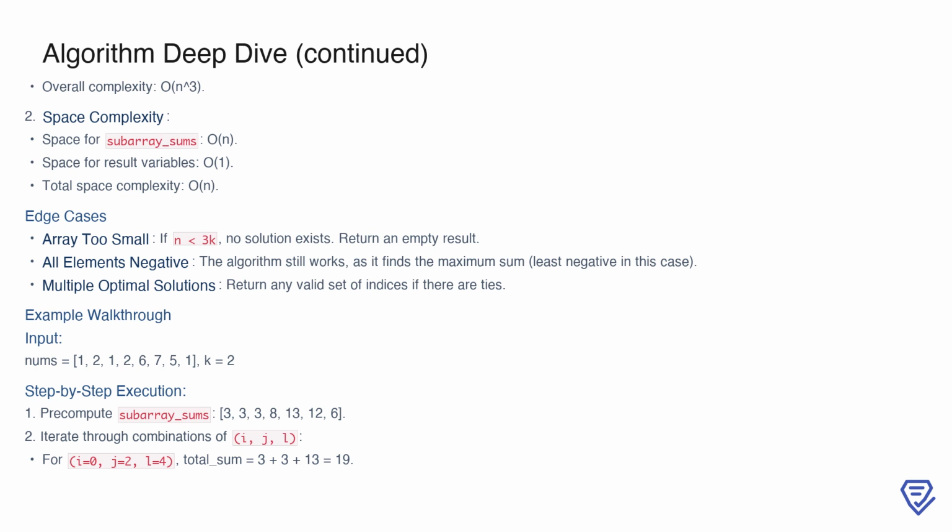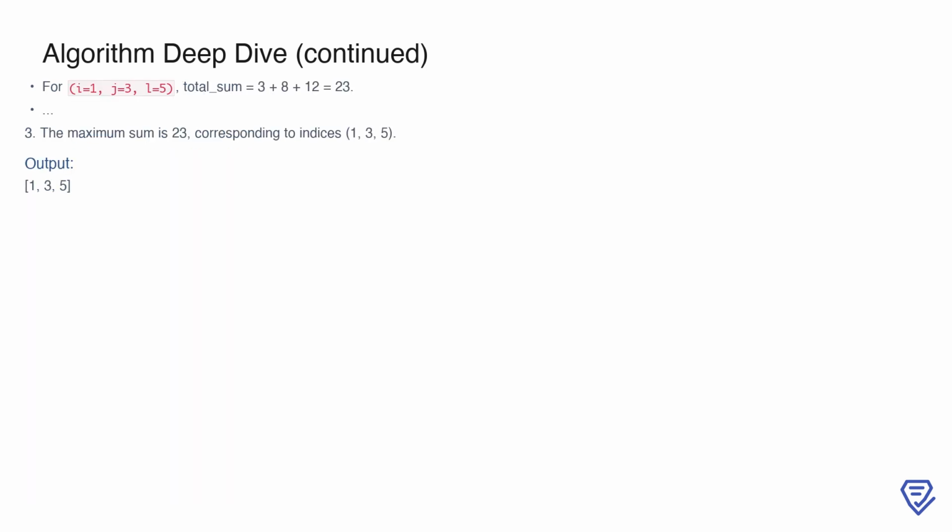In cases where multiple sets of indices yield the same maximum sum, any valid set of indices can be returned as the result. To see the algorithm in action, consider the input nums equals [1, 2, 1, 2, 6, 7, 5, 1], and k equals 2. First, we pre-compute the sums of all subarrays of length k, resulting in subarray_sums equals [3, 3, 3, 8, 13, 12, 6]. Next, we iterate through valid combinations of i, j, l, and calculate their total sums.